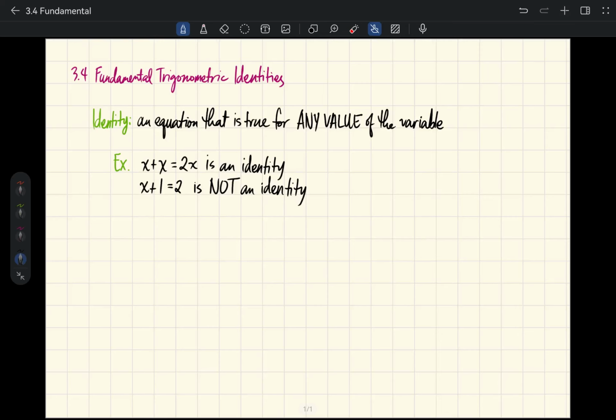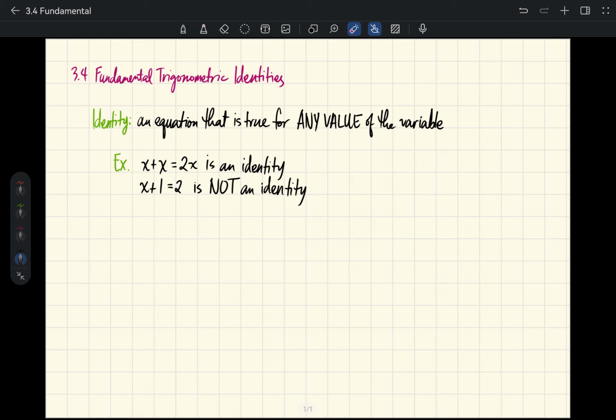Hey kids! For today, we will discuss fundamental trigonometric identities. So first, let's define what an identity is. An identity is an equation that is true for any value of the variable. For example, x plus x equals 2x is an identity, since, as we all know, if you add a number to itself, you get twice that number.